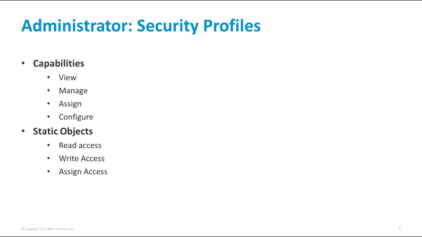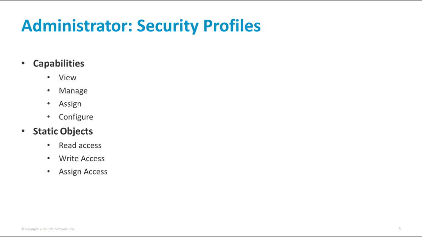Once a new administrator has been created in BCM console, one will need to configure the security profile in order to define the objects the administrator can see, create, or manage. The security profile is divided into three parts. One is the capabilities, then the static objects, and the dynamic objects. And all three need to be configured.